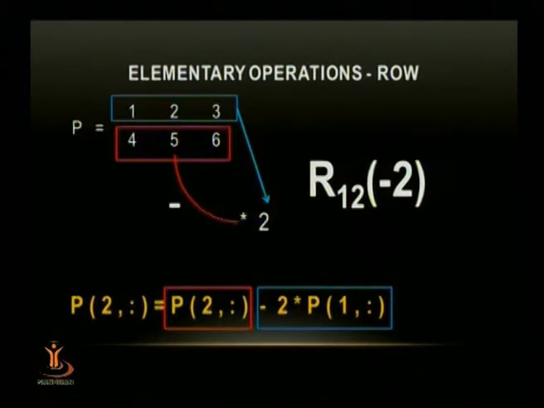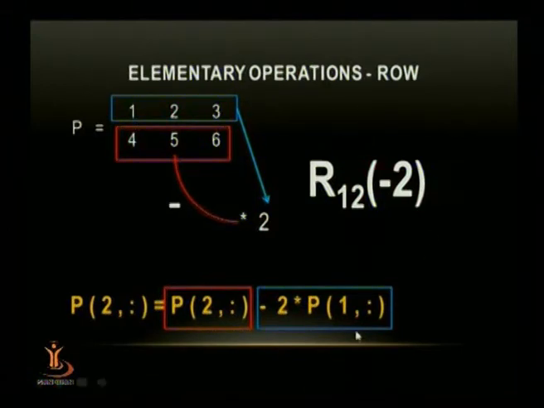Just what changes it, how you extract columns and how you extract rows. In this case it is R1 → R2 - 2R1. What I want to do is multiply row 1 with minus 2 and add it to row 2. So I want to extract row 1 and row 2 at the same time.